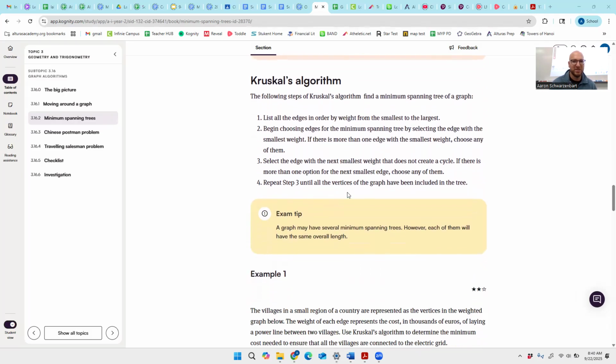So this is Kruskal's algorithm. List the edges in order by weight, from smallest to largest. Begin choosing edges for the minimum spanning tree by selecting the edge with the smallest weight. If there is more than one with the smallest weight, choose any of them. Then select the next smallest edge that does not create a cycle. If there is more than one option, choose any of them. Repeat step 3 until all the vertices are connected. That's actually not that hard, is it?